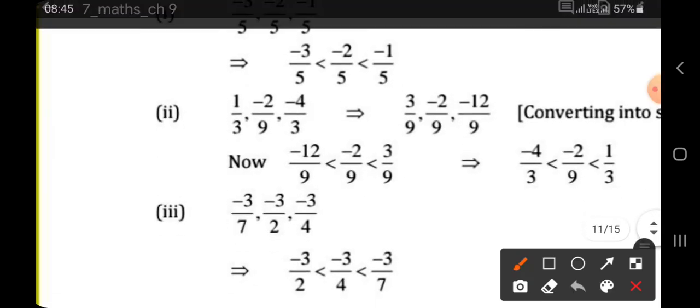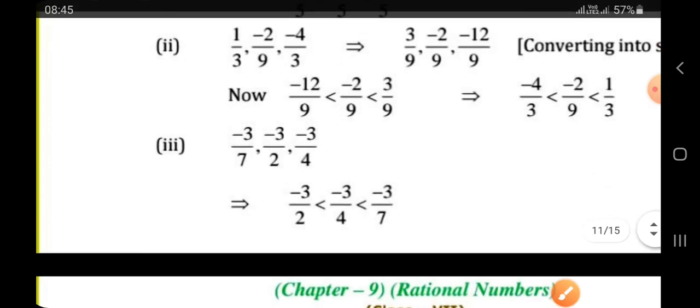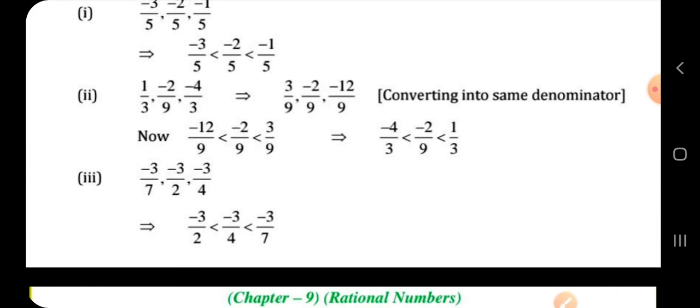Now this third one is in the homework. Try yourself. What you have to do is find the LCM. Let me tell you the LCM. The LCM is 28. Okay, now you can do it yourself.